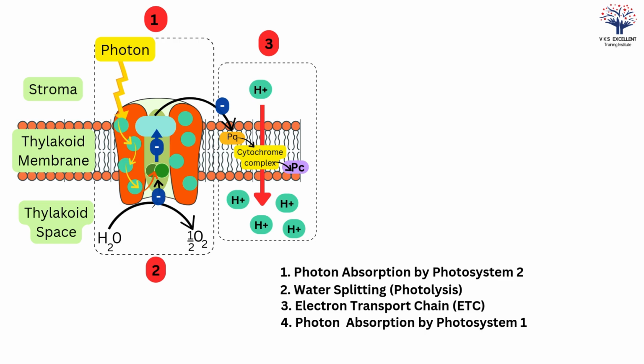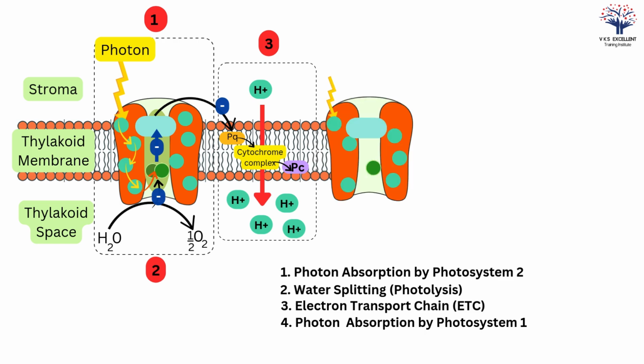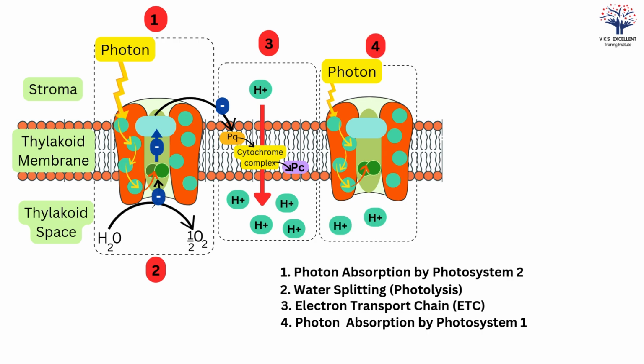Next, let's discuss the photon absorption in PS1. As seen in the photosystem 2, light-harvesting complex pigments use light energy to excite electrons and finally transfer the energy to the PS1 reaction center complex by exciting an electron of the pair of chlorophyll A molecules. The photoexcited electron is then transferred to PS1's primary electron acceptor.